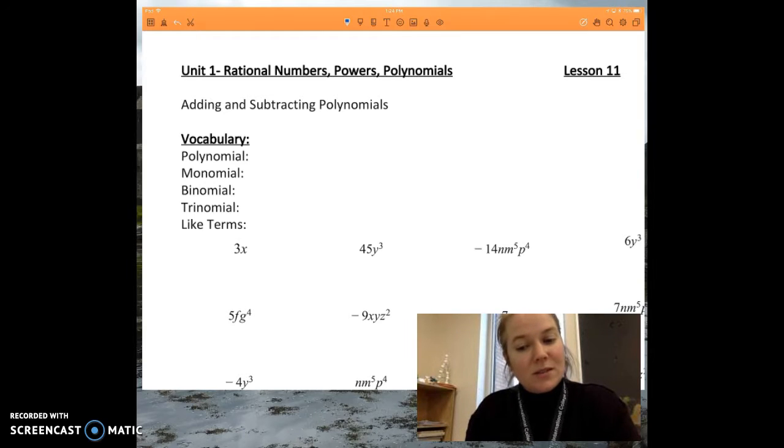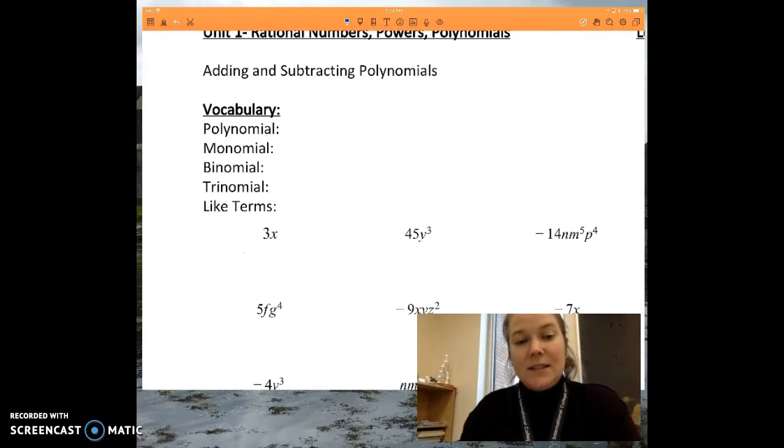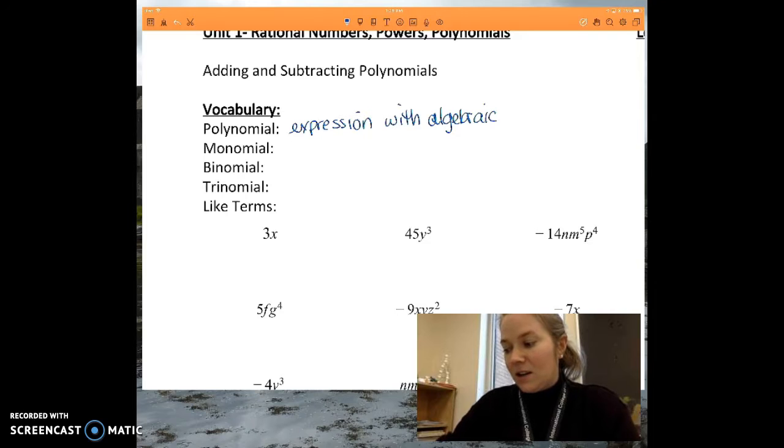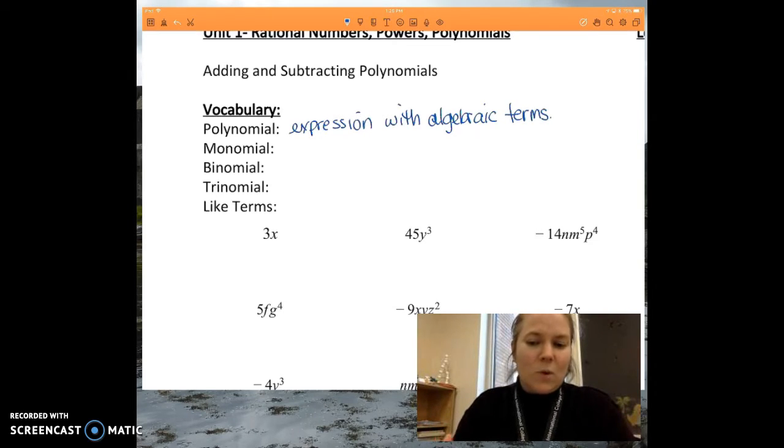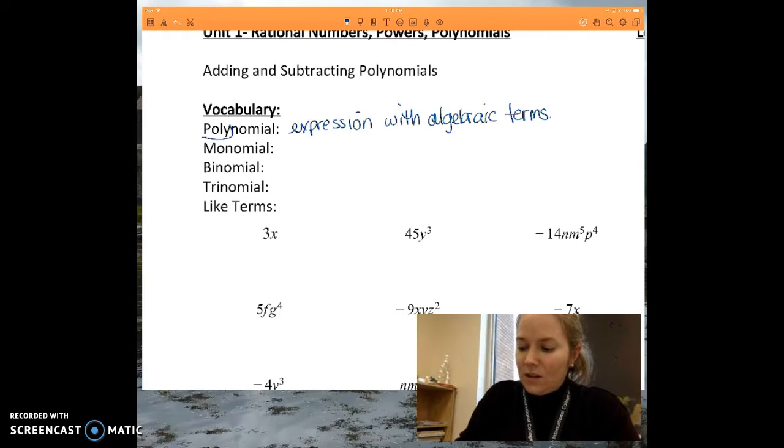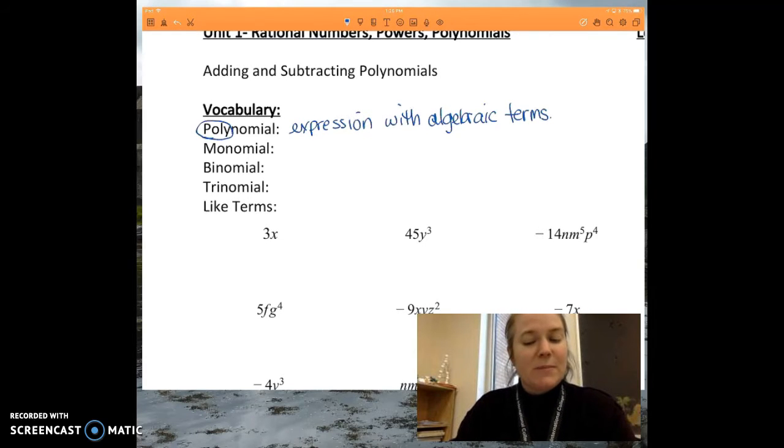Now, a polynomial itself is an expression with algebraic terms in it. So how many algebraic terms? Well, the poly part of that word just means many. So it's a generic term meaning multiple terms in the expression. There are some more specific ways we can identify those expressions.